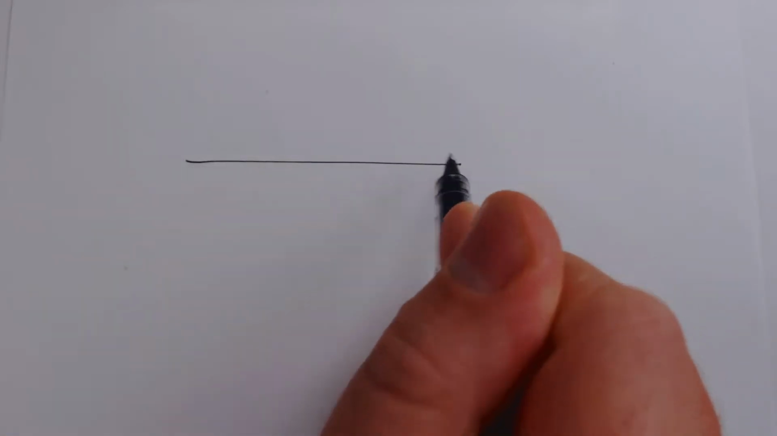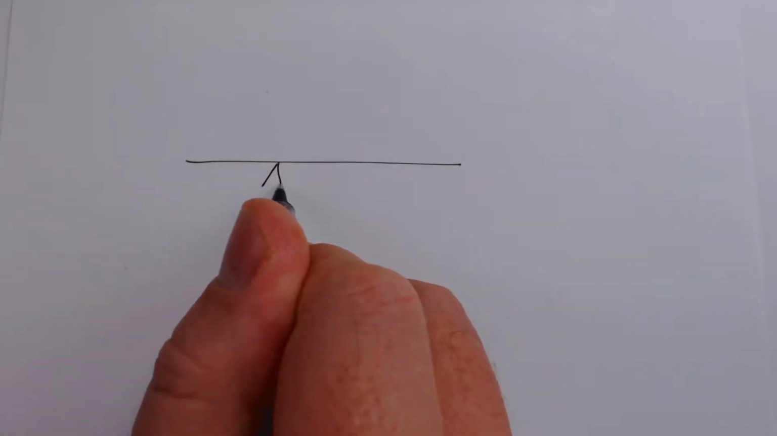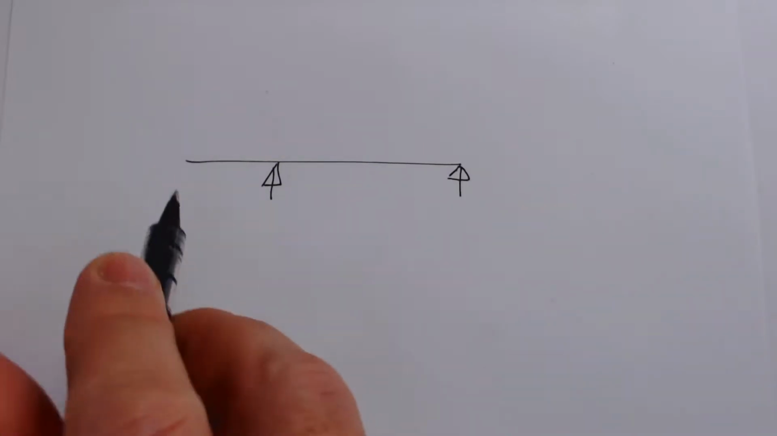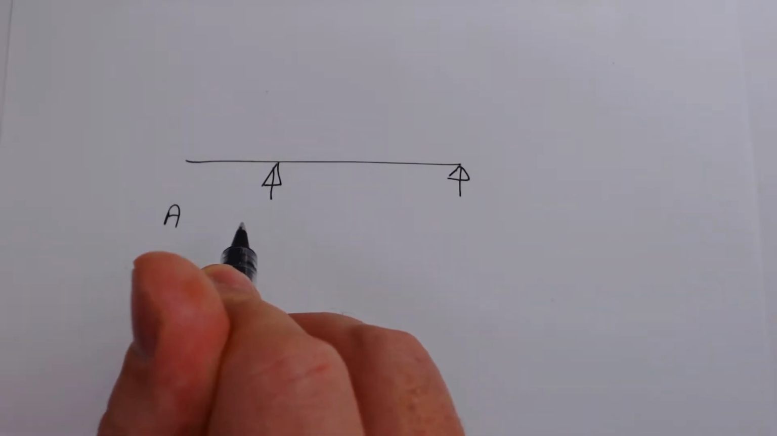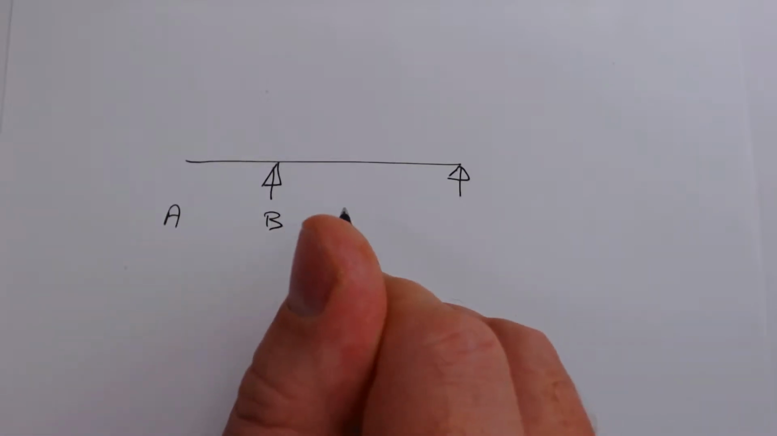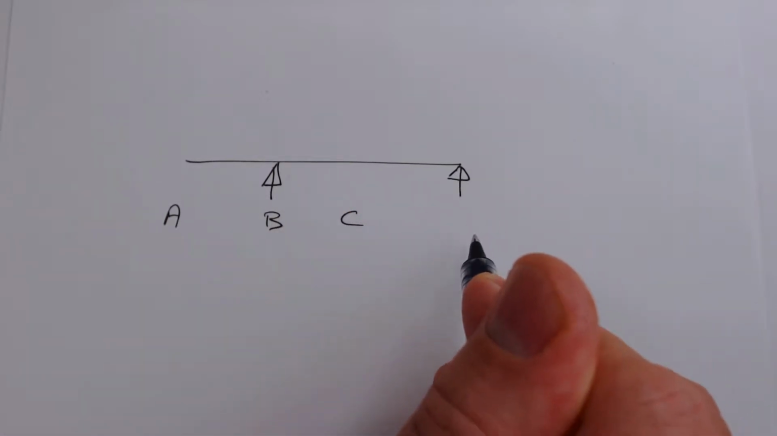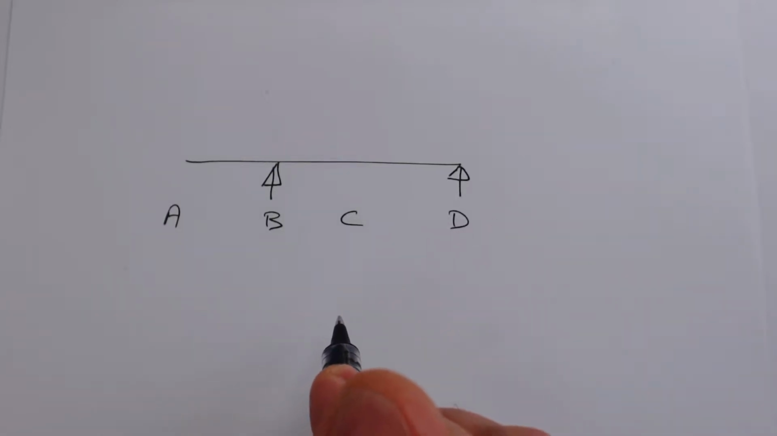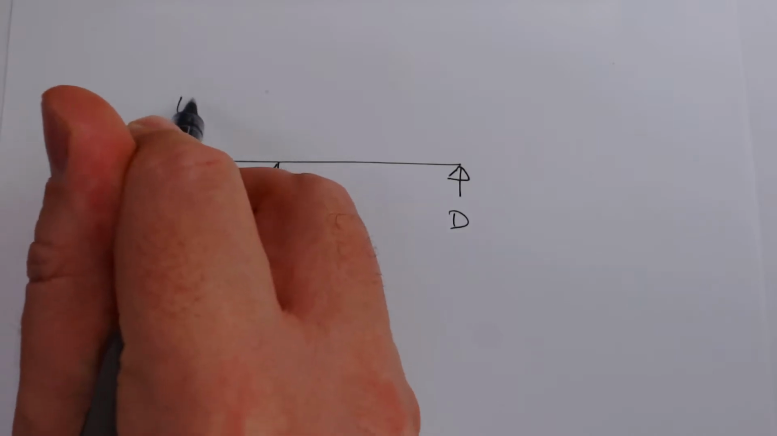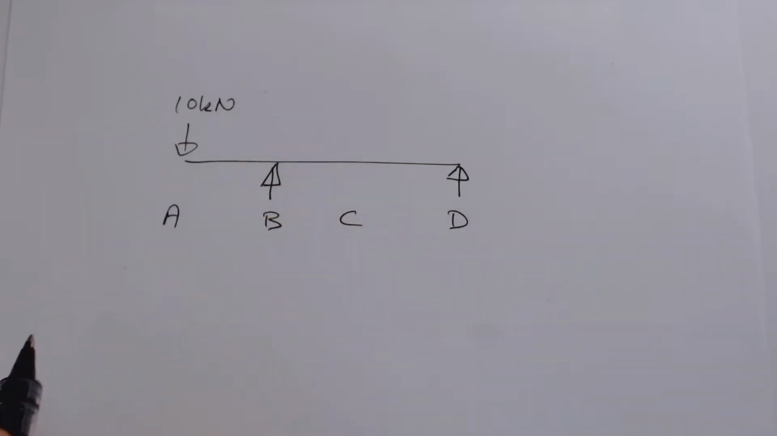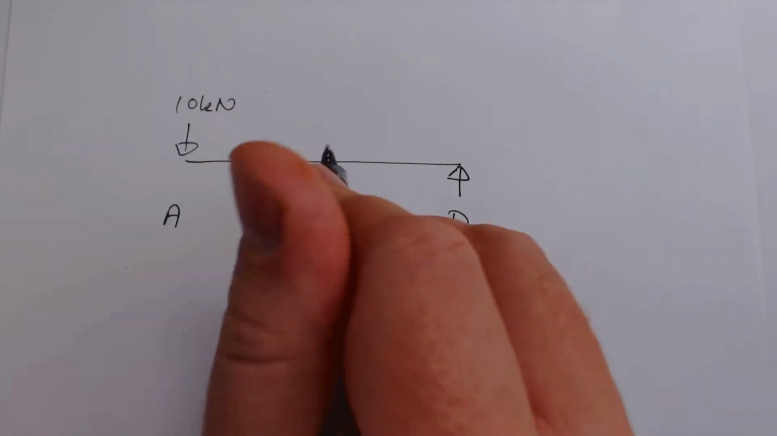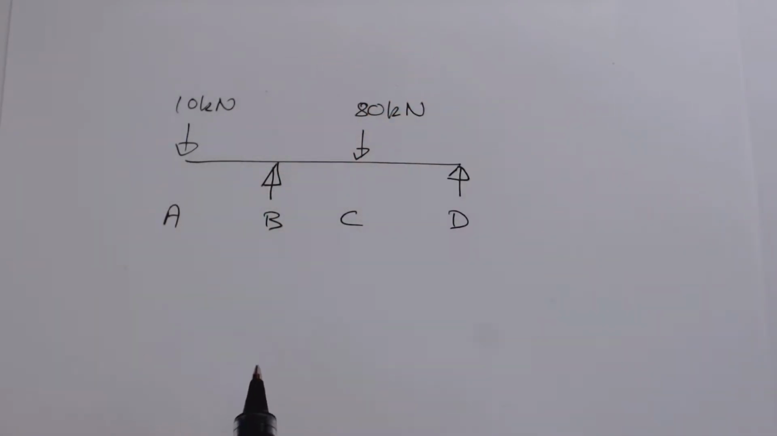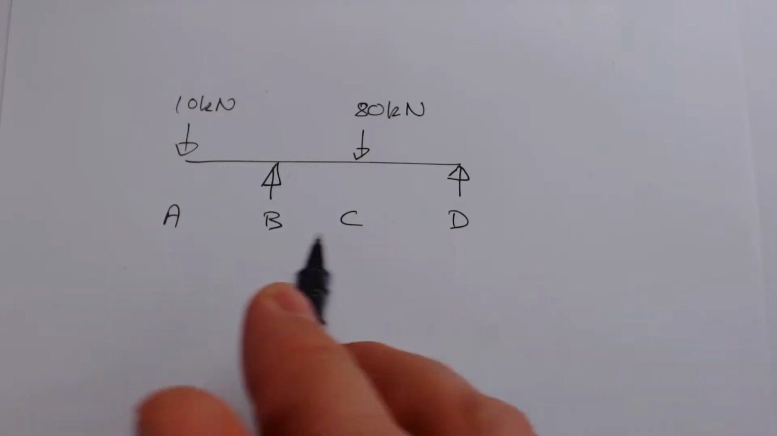Here's a case, for example, where we'd have maybe a pivot here, so I'm going to have a load at A, a reaction at B, maybe another load at C, and another reaction at D. So we're going to have some loads here, 10 kilonewtons and 80 kilonewtons.